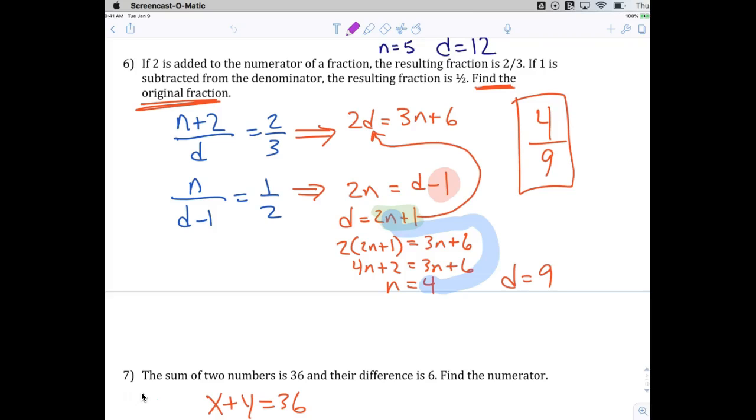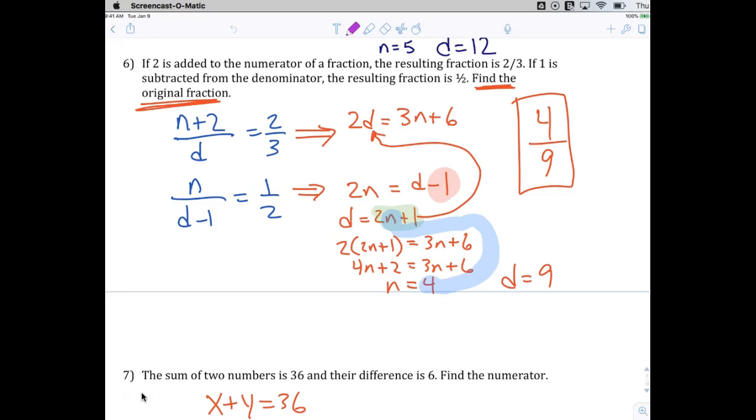What I need for you to do is look up here now and see what it says. It says that the fraction itself is what? N over D. All right, that's what we said yesterday. So if it's N over D, the first question says if 2 is added to the numerator, plus 2 over D, that new fraction becomes what? 2/3. That's what you should have written down.